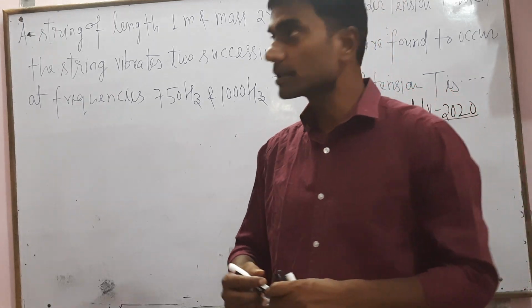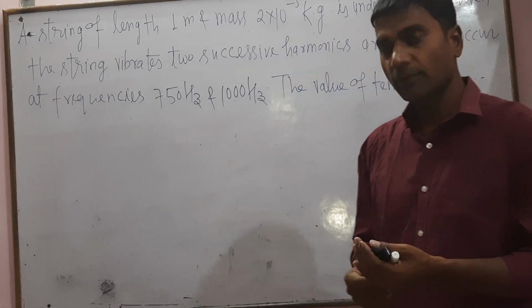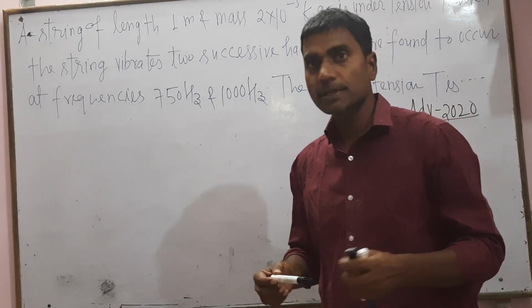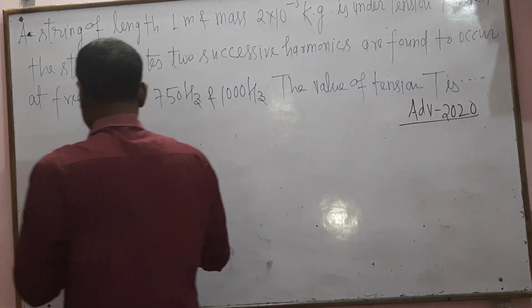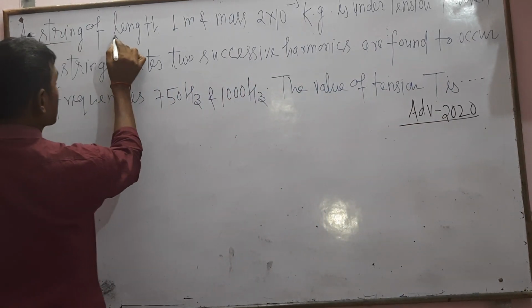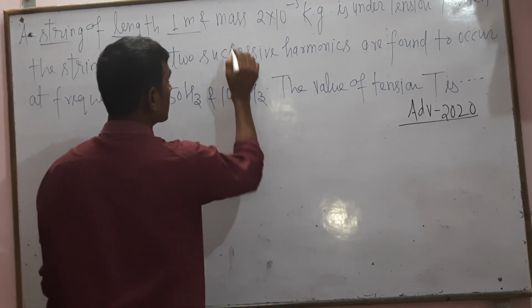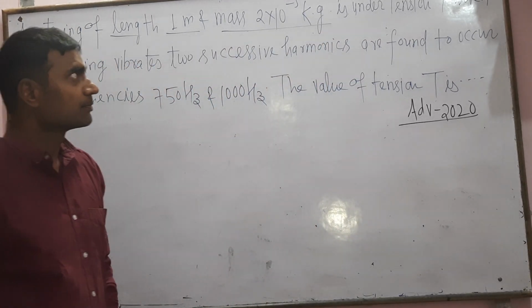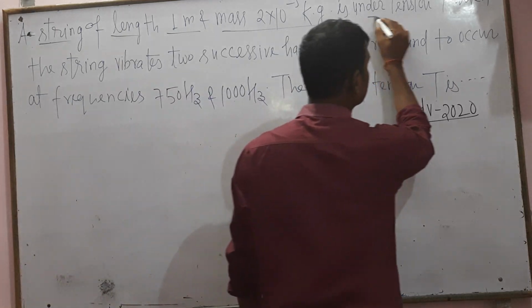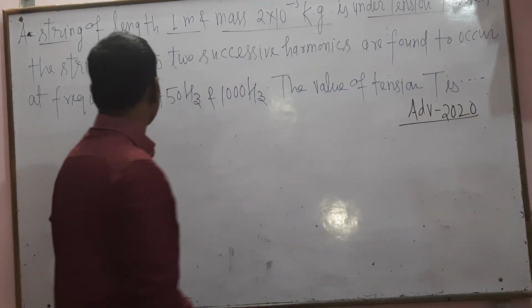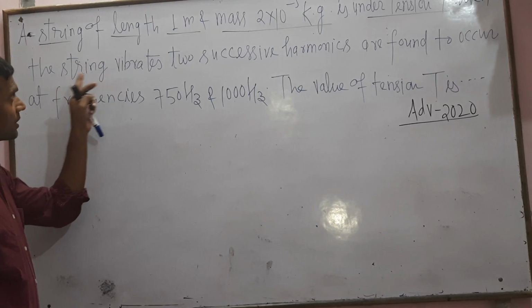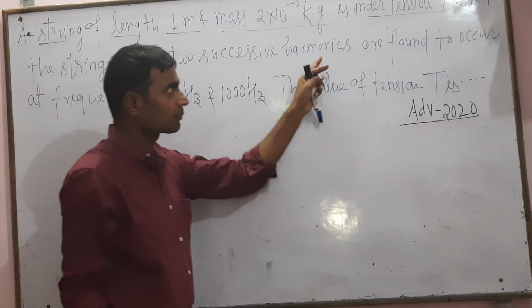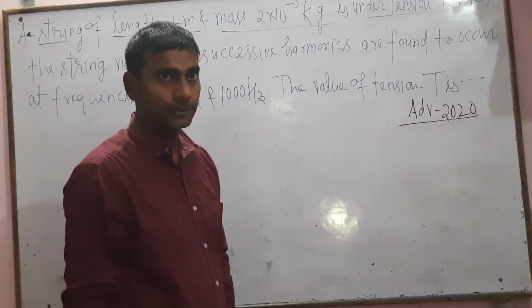So this question is a question of a wave. The question says that a string of length 1 meter, mass equal to 2 into 10 raised to minus 5 kg, is under tension T. When the string vibrates, two successive harmonics are to be found.